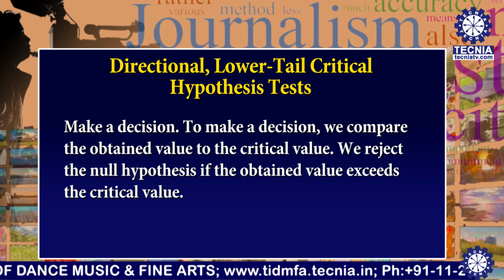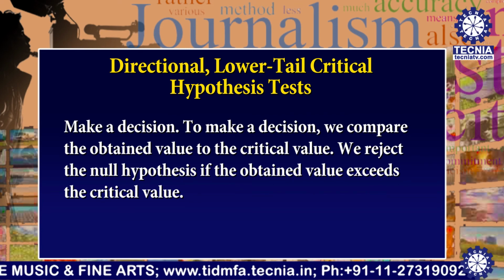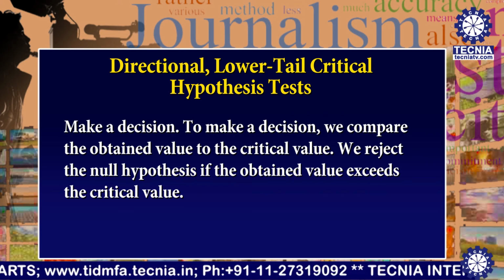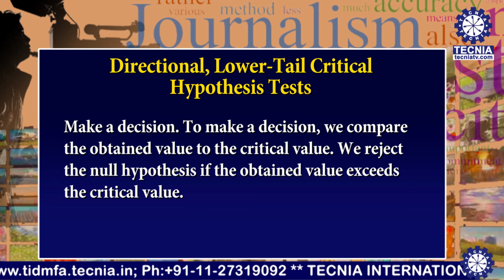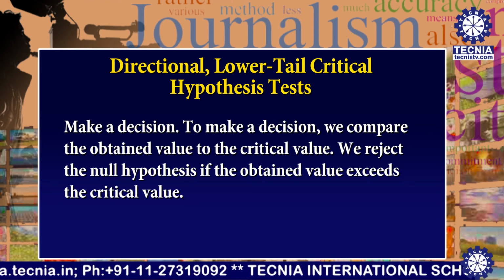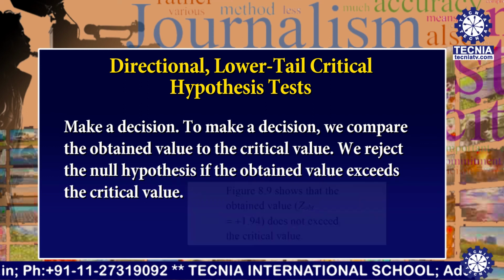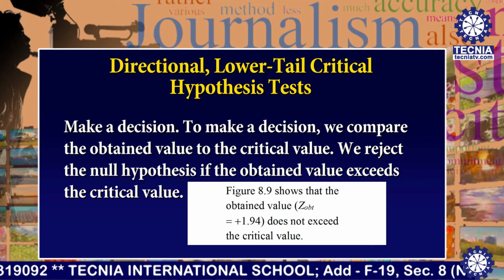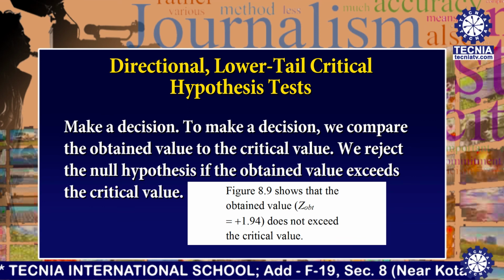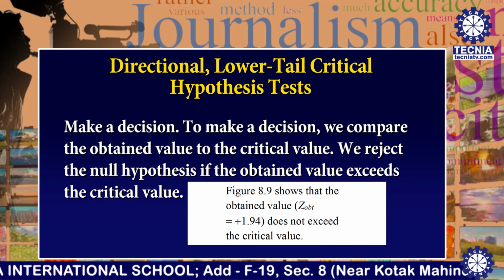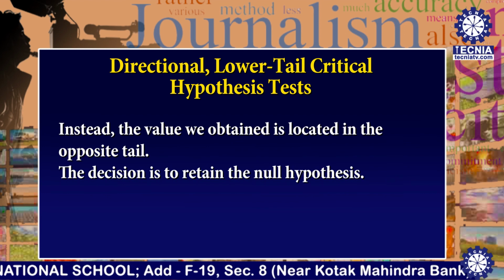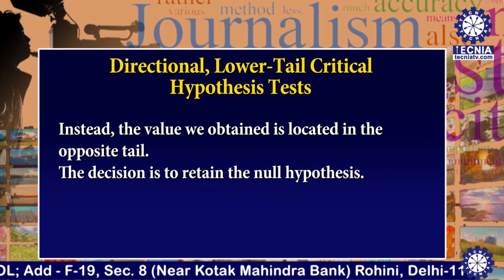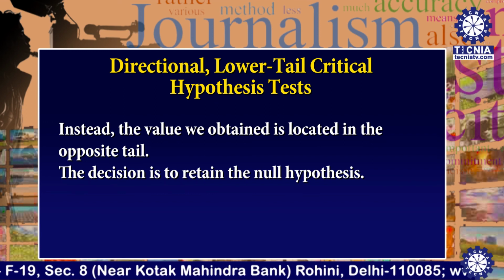Now I am explaining step 4. Step 4 is concerned with making a decision. To make a decision, we compare the obtained value to the critical value. We reject the null hypothesis if the obtained value exceeds the critical value. The figure shows that the obtained value, Z obtained equal to plus 1.94, does not exceed the critical value. Instead, the value we obtained is located in the opposite tail. The decision is to retain the null hypothesis.